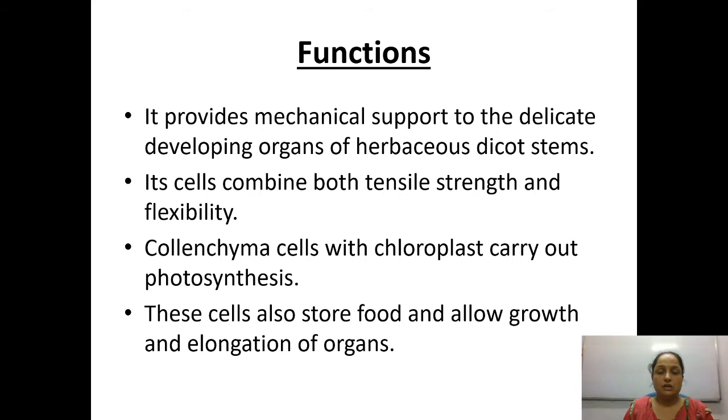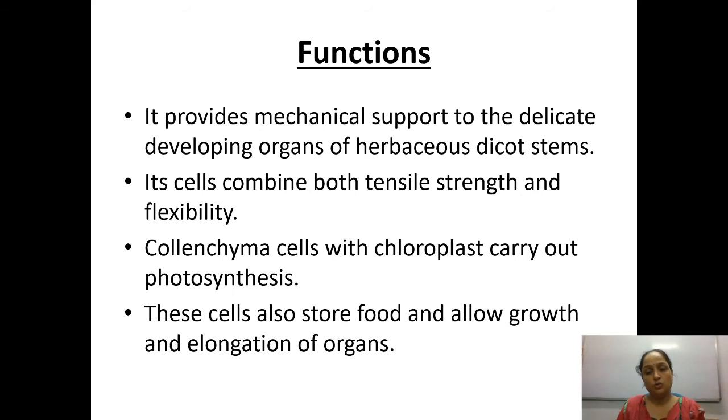Next, function. Function of collenchyma. This is an important thing again. The first line: the function is to provide mechanical support to the delicate developing organs of the herbaceous dicot stem. So what does it do in the dicot stem? It provides mechanical support to the delicate organs of that plant. Its cells combine both tensile strength and flexibility, meaning it provides strength and also flexibility.